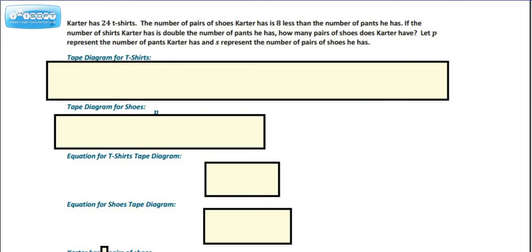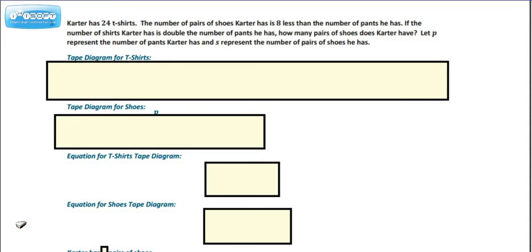This particular question says, Carter has 24 t-shirts. The number of pairs of shoes Carter has is 8 less than the number of pants he has. If the number of shirts Carter has is double the number of pants he has, how many pairs of shoes does Carter have? Let P represent the number of pants Carter has and S represent the number of pairs of shoes he has.